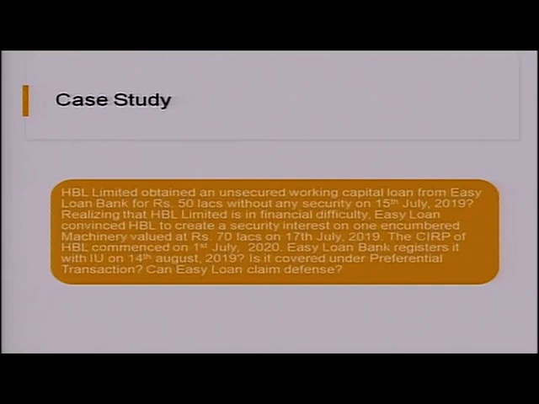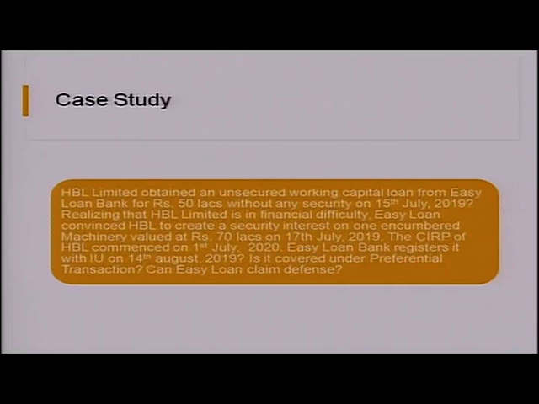Friends, this is a very small case study. Here, one company obtained an unsecured working capital loan. Please understand, it was a working capital loan for rupees 50 lakhs and no security was given, on a particular date, say 15th July 2019. Now, the lender realized that the company is in difficulty, so he must obtain some security interest. The security interest is created, say, 2 days later. Certain machinery is charged. The loan was given for working capital, but the machinery is charged as a security interest. And the CIRP commences, say, almost 11 months later.